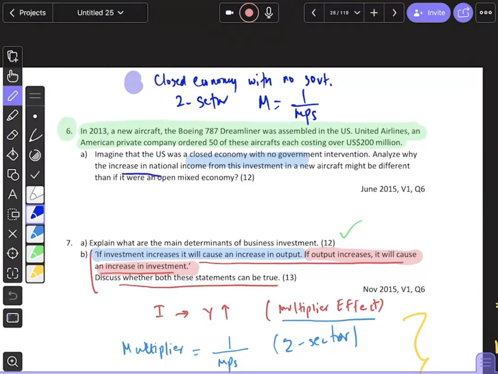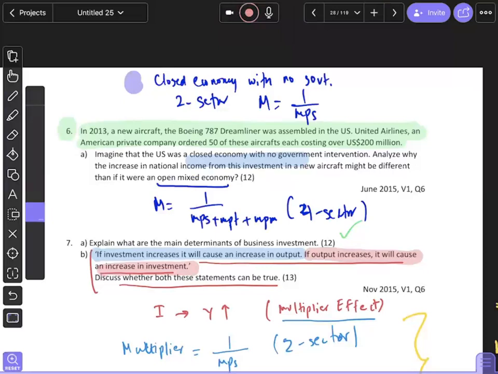Analyze the increase in national income from this investment in a new aircraft, which might be different than if it's for an open mixed economy. Mixed means there's government, so your multiplier will become 1 over MPS plus MPT plus MPM, something I just talked about. So you move from 2 sector to like 4 sector.